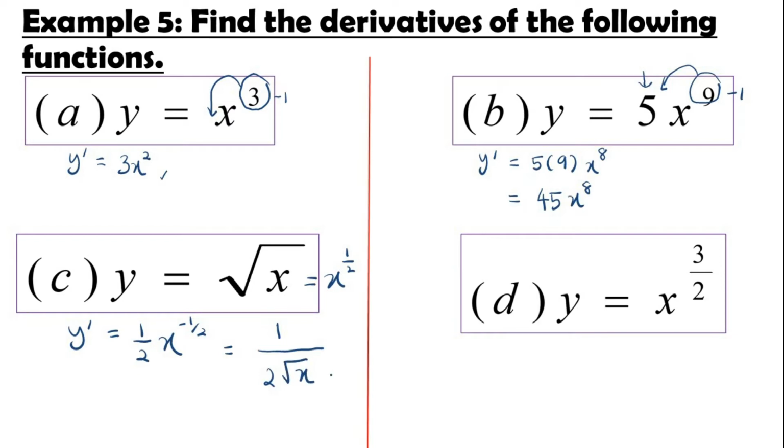Okay, moving on. Question D, we have y equal to x to the power of 3 over 2. So following the same rule, still, bring your power to the front, power minus 1. In this case, our y prime would be equal to 3 over 2 x to the power of 3 over 2 minus 1, which in this case would be half. So our final answer here would be 3 over 2 root x.